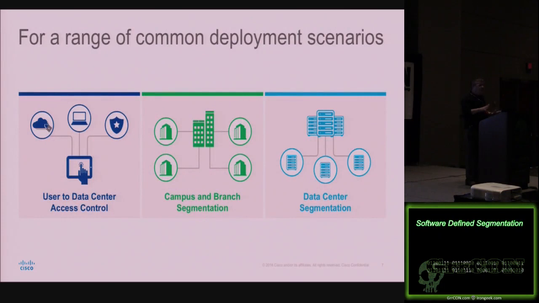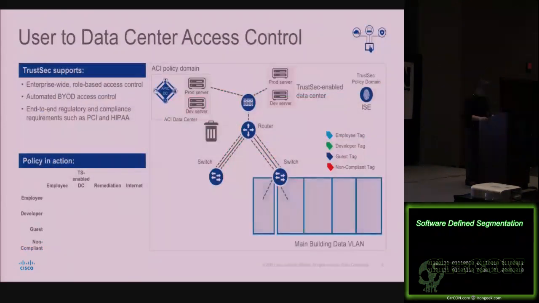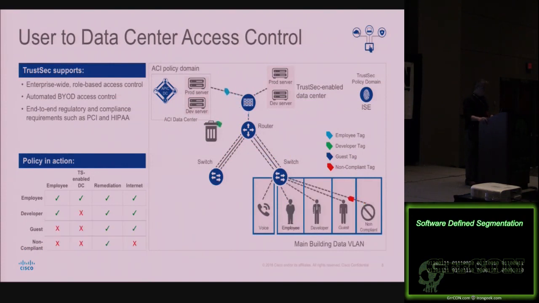So let's take a look at how we commonly use security group tags in 3 different scenarios. We're going to look at user to data center, campus and branch, and then data center to data center, or inside of a data center. So the first one is user access to a data center. I'm going to flip through some of these.